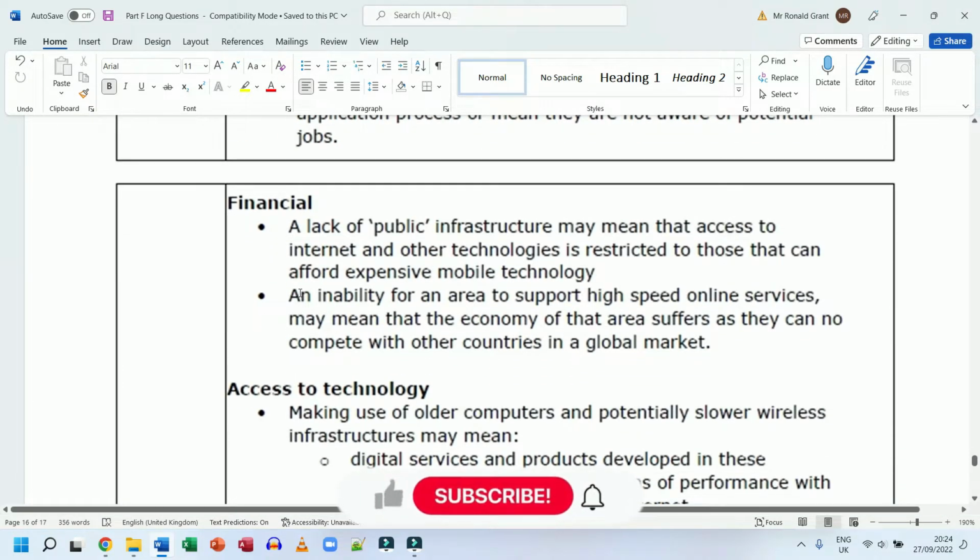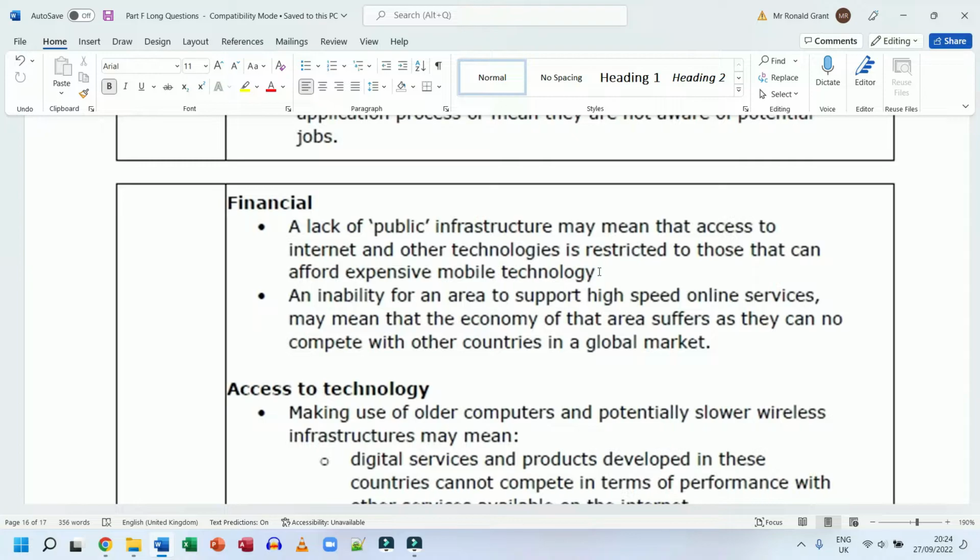Next, we have financial. A lack of public infrastructure may mean that access to internet and other technologies is restricted to those that can afford expensive mobile technology. So, in certain countries, for example, I'm from Jamaica, right? And broadband there is pretty good. 4G is actually really good. I was surprised when I went back a few years ago how much faster than the UK's broadband I was getting there, right? So if there's no public infrastructure for this in certain places, then you just won't have access to any of the things you need and you won't have access to applying for jobs, nothing. If there's no money, you can't get this stuff, right?